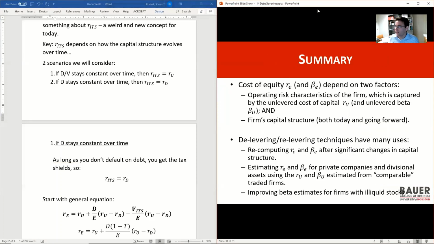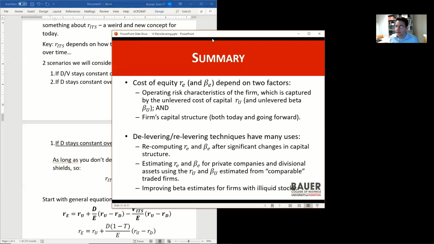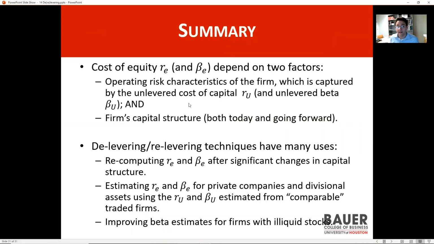To conclude, the cost of equity and its beta depend on both the assets of the company, right, the operations, that's RU, as well as the capital structure. Okay. And it's not just the capital structure today, but it's the capital structure going forward. The capital structure comes into play when we think about Modigliani-Miller number 2, right? More debt makes equity riskier, but also through the tax shields. Tax shields can affect what's going on with the equity holders. So we need to account for all of that stuff when we're thinking through a company's discount rates.